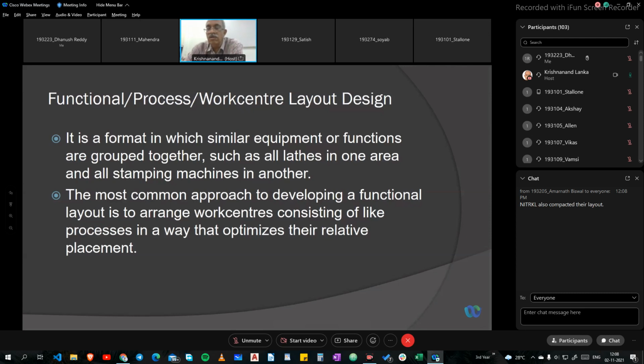So based on that, we try to evolve a good layout. Normally in a functional or process layout, the criteria is that any component or product should travel a minimum distance before it completes all its operations.